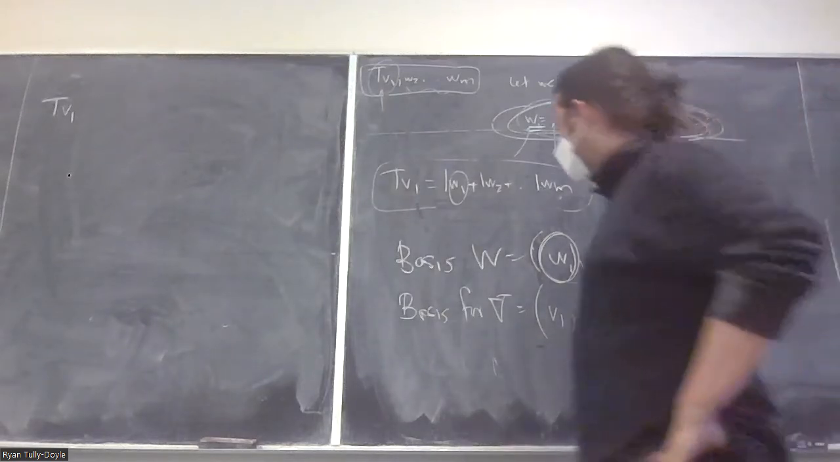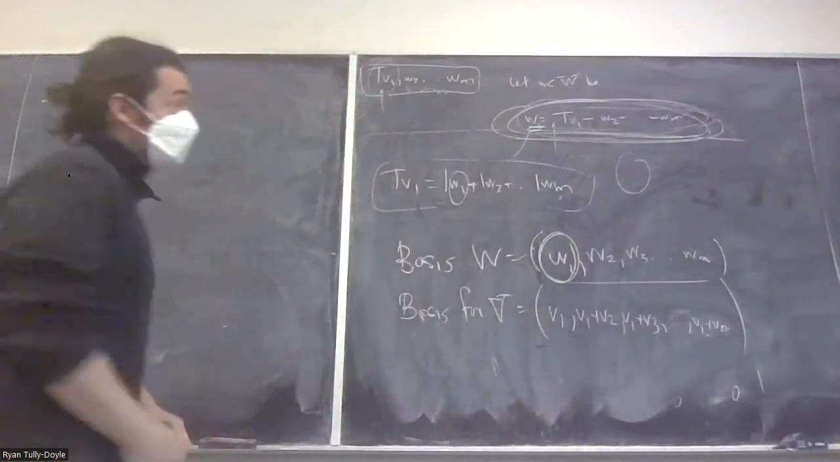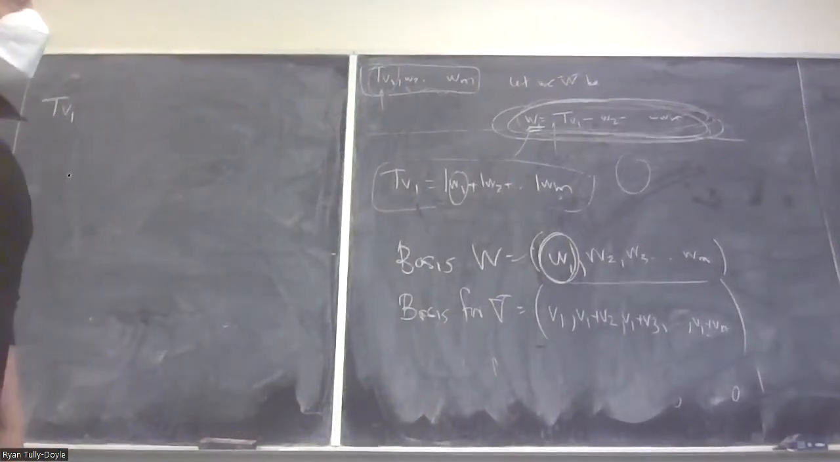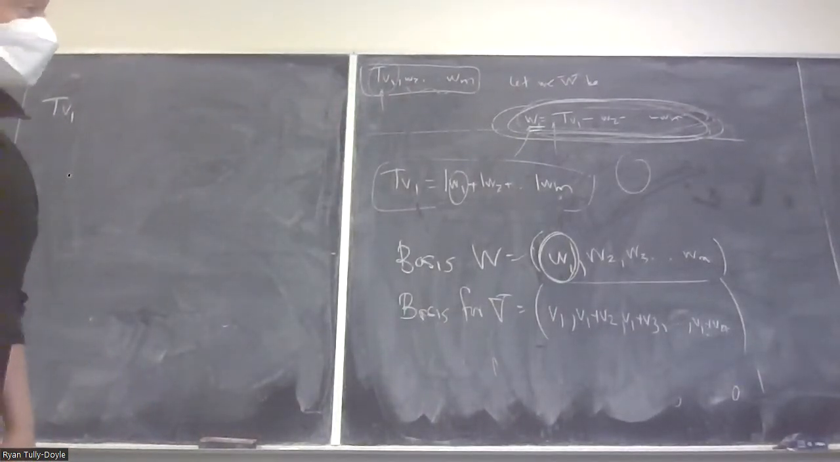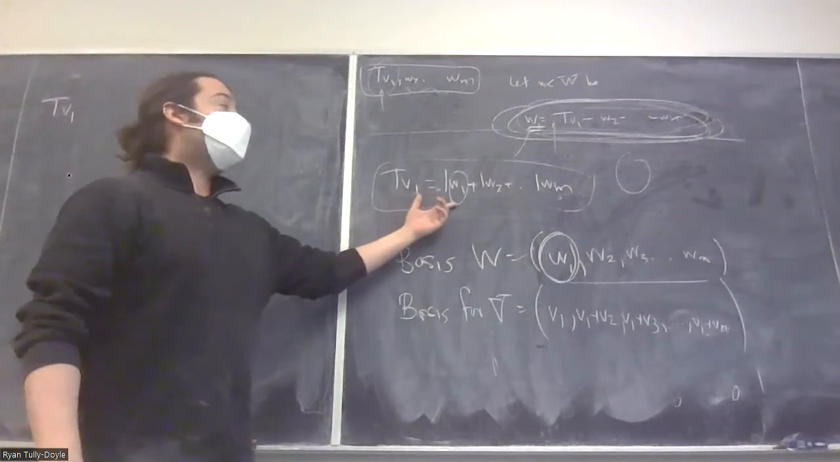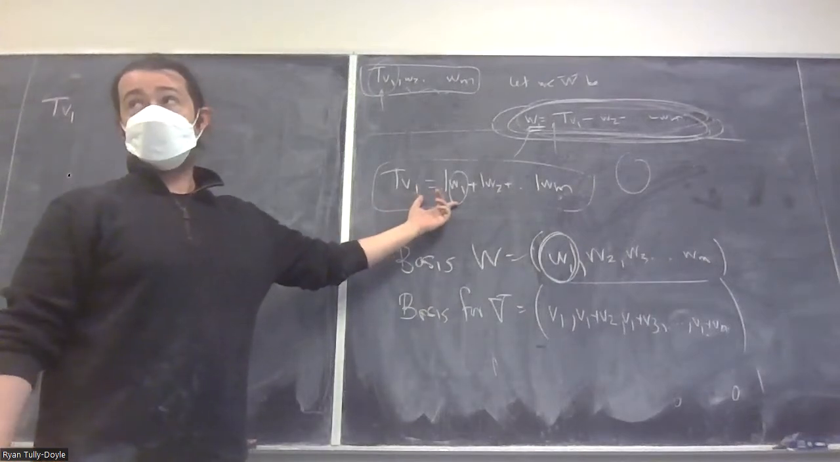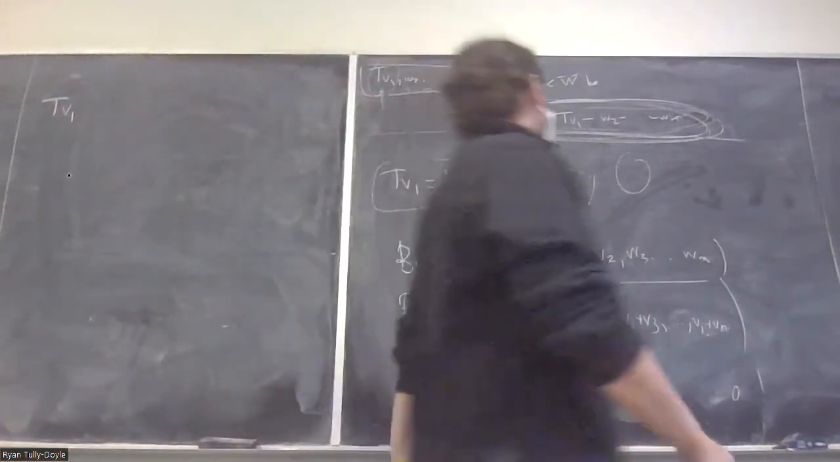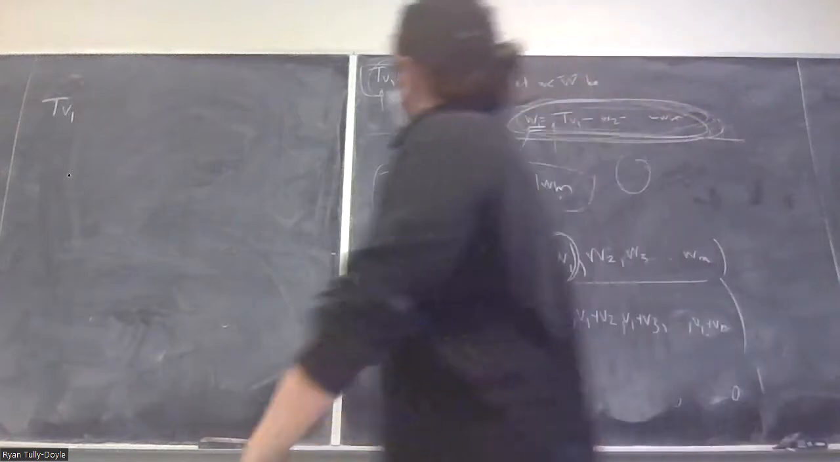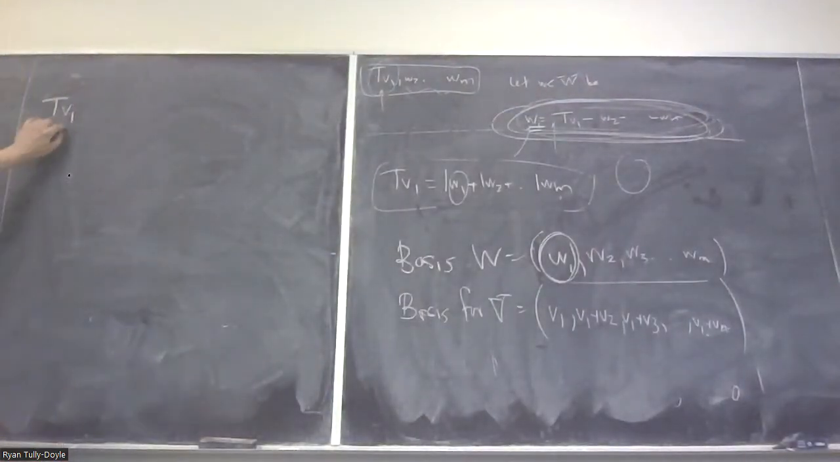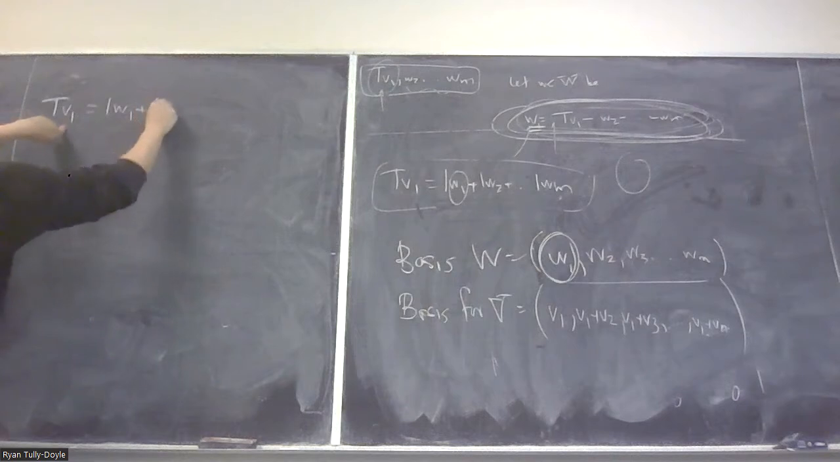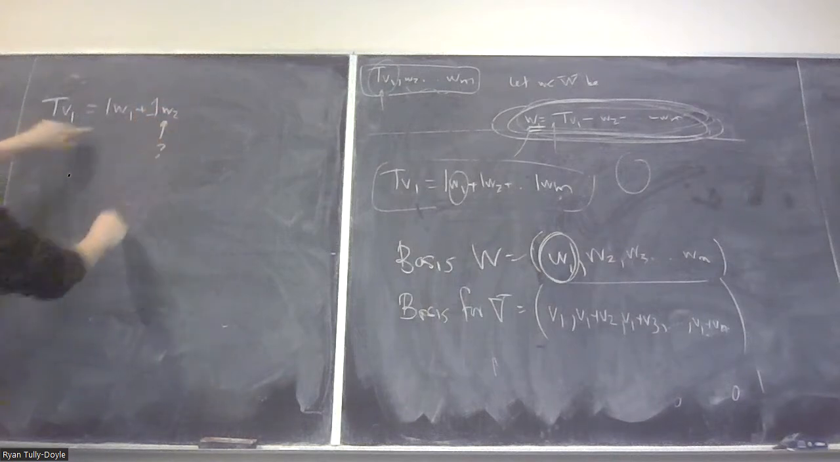T of V1, as W1 is defined up there, is W1 plus W2 plus all the way up to W10. This is something I said had to be true for the matrix to be true, right? The problem here is I want to know why it must be the case that if I take TV1, why is this true? Why is this 1 W1? Where does the 1 on the W2 come from? Why does that have a 1 in front of it?